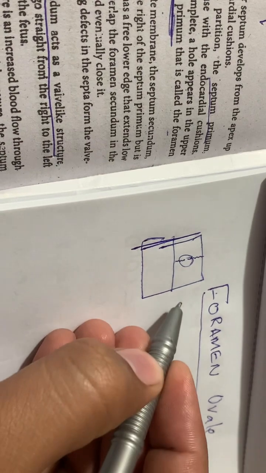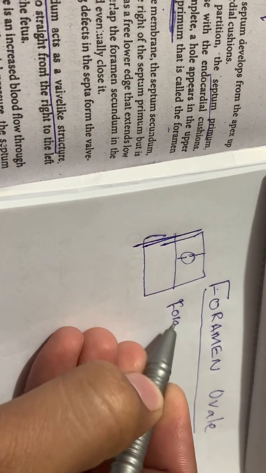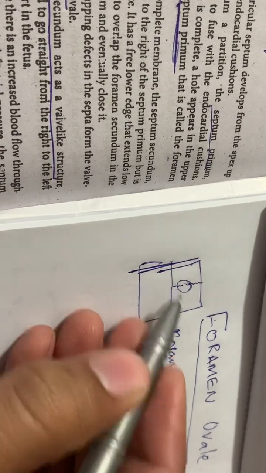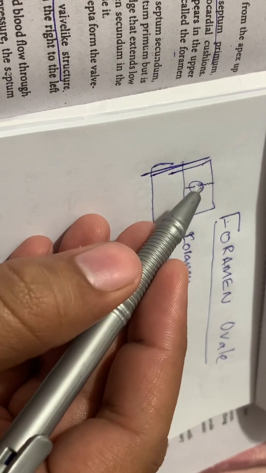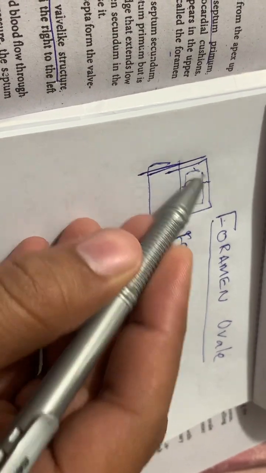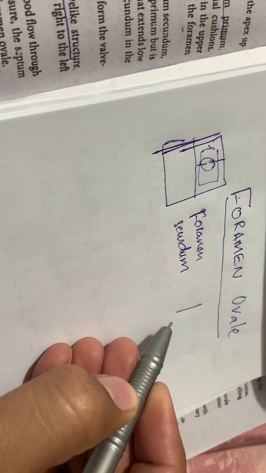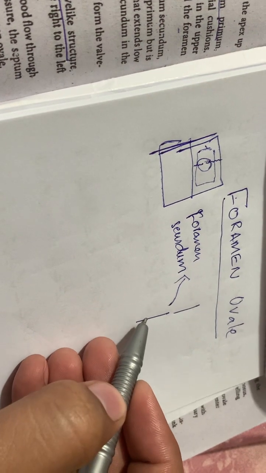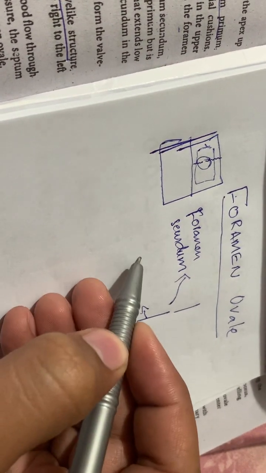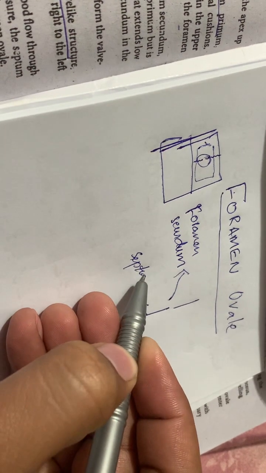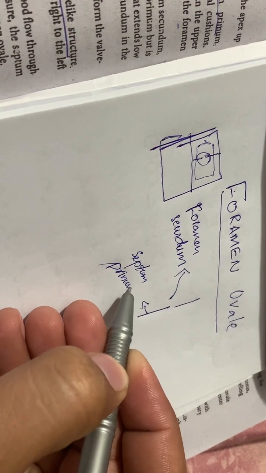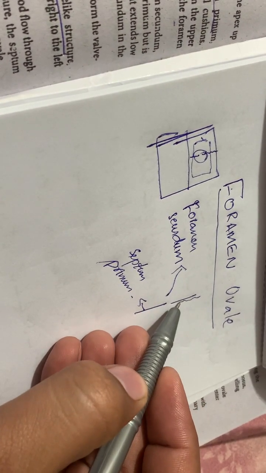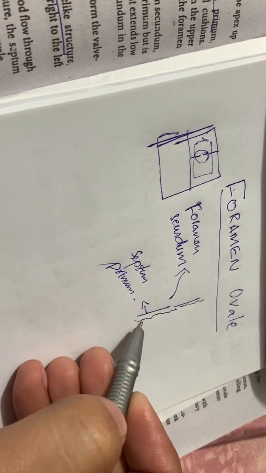This hole is called foramen secundum. Okay, so I'm going to only draw this portion from now on. This portion has a hole, which is called foramen secundum, and this developing thing is called septum primum. Then another layer develops, which is called septum secundum.